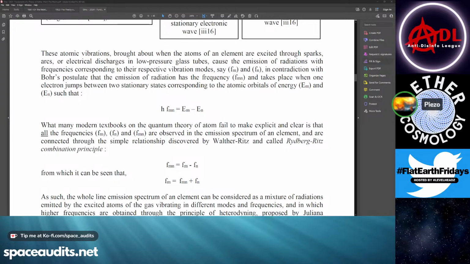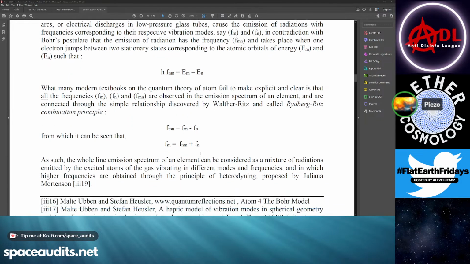These atomic vibrations, brought about when the atoms of an element are excited through sparks, arcs, or electrical discharges in low-pressure glass tubes, cause the emission of radiations with frequencies corresponding to their respective vibration modes, say f sub m and f sub n, in contradiction with Bohr's postulate that the emission of radiation has the frequency f sub mn and takes place when one electron jumps between two stationary states, corresponding to the atomic orbitals of energy E sub m and E sub n, such that h f sub mn equals E sub m minus E sub n.